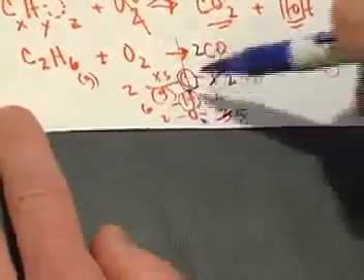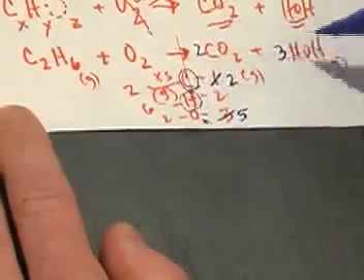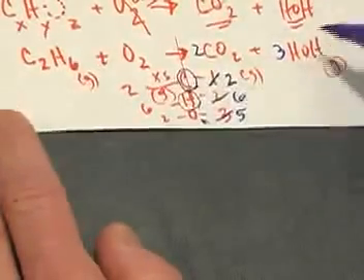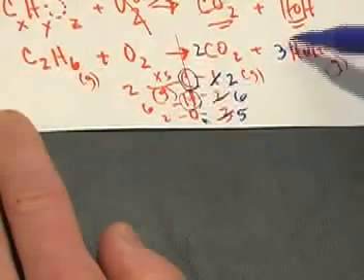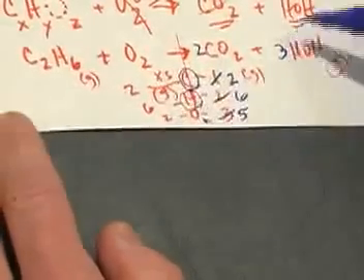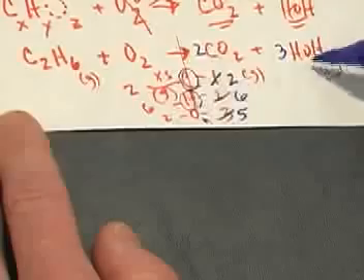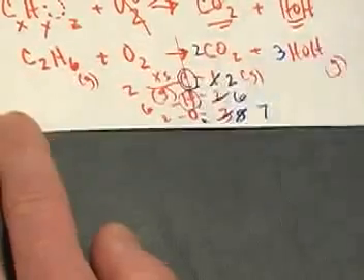Next, balance the hydrogens, and I have 6 of them on this side, so I'm going to have to end up with 6 here, so that's a 3. That gives me 6 hydrogens on this side. 3 times 2 is 6. So now I've taken care of that, but I've also mixed up my oxygens again. I have 4 times 2 giving me 4, plus 3 more is 7. I now have 7 oxygens.